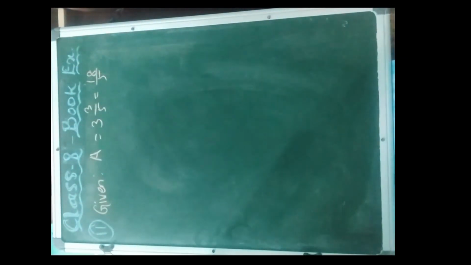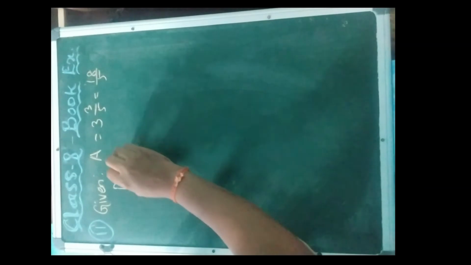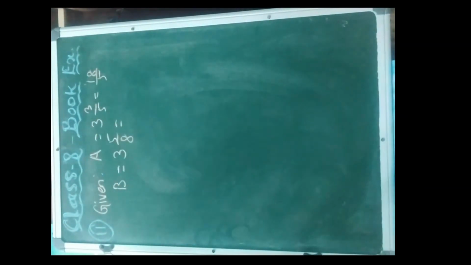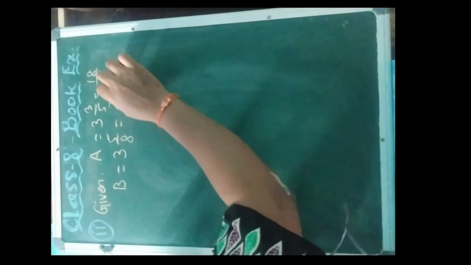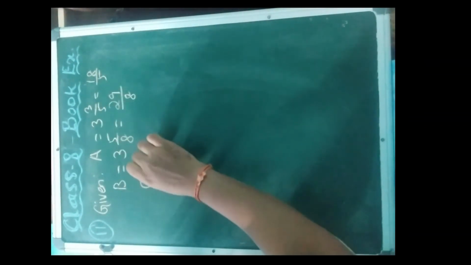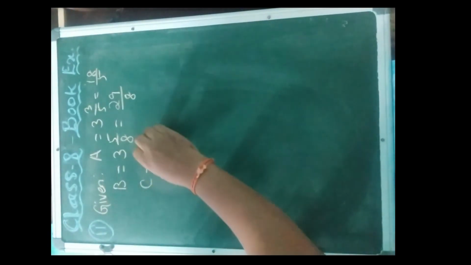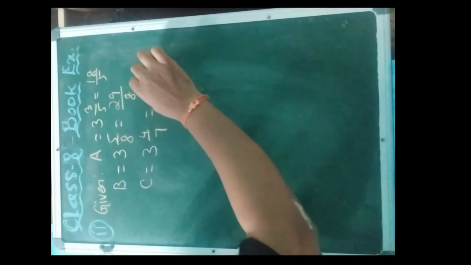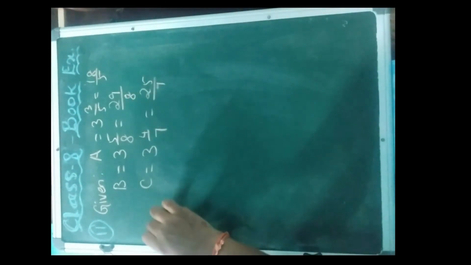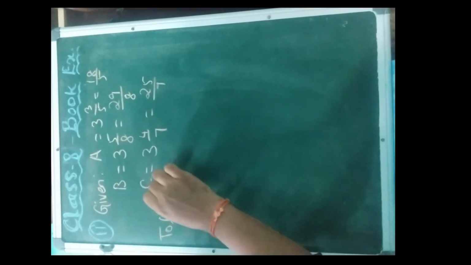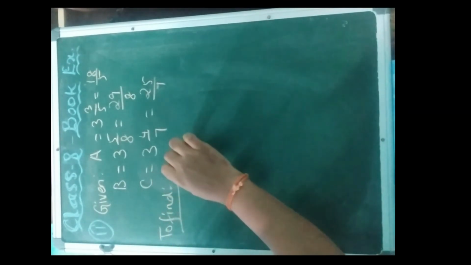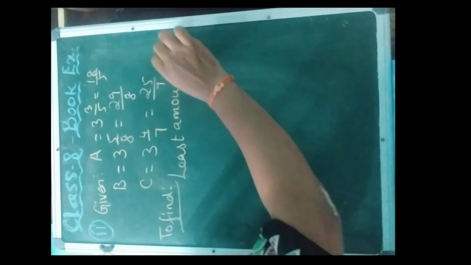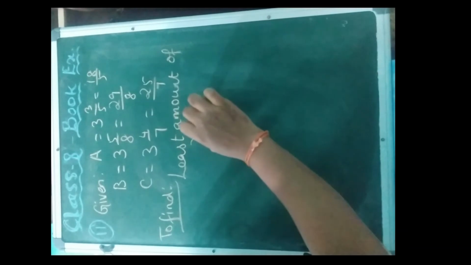Similarly, what is the next? B received a rainfall of 5 by 8. So if you convert it into improper form, you will have 29 by 8. Then C received a rainfall of 4 by 7, and if you convert it, you will get 25 by 7. So what do you need to find here? To find is the least amount of rainfall.